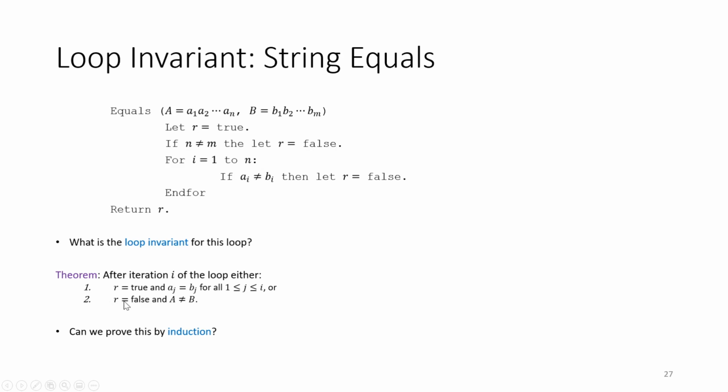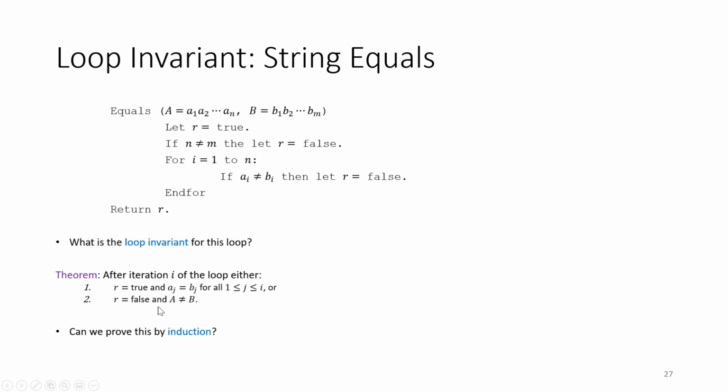If R is false, A is not equal to B. Remember, this is going to help us argue, well, maybe we'll ask the question, is this going to help us argue that our algorithm is correct? Well, if we end up in case 2 at the end, our R is false, that's what we're supposed to respond when A is not equal to B. So that would help us.